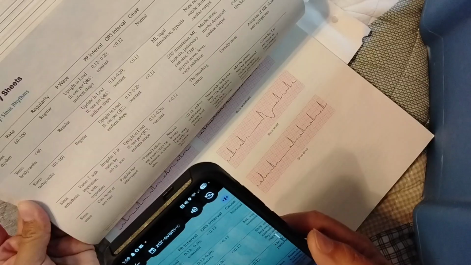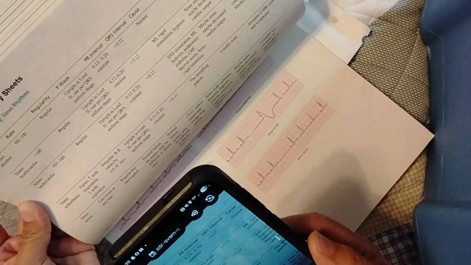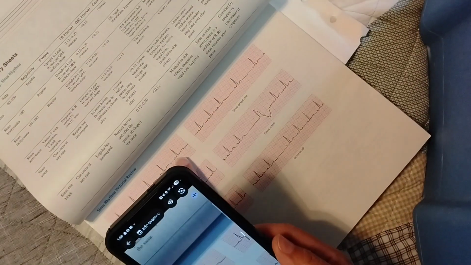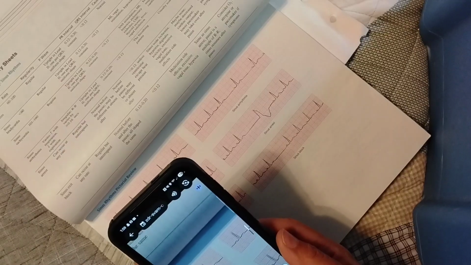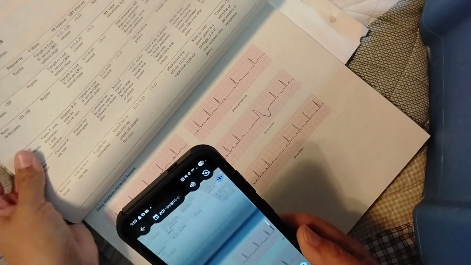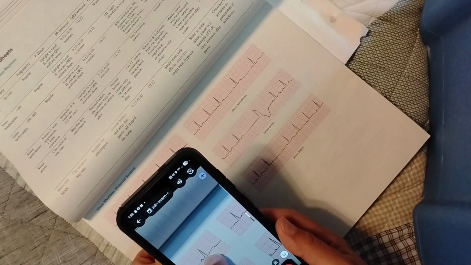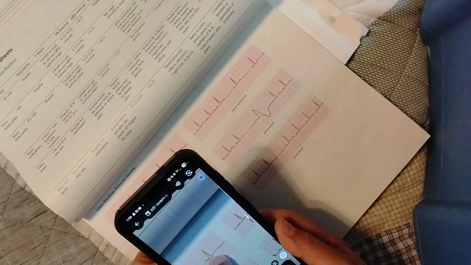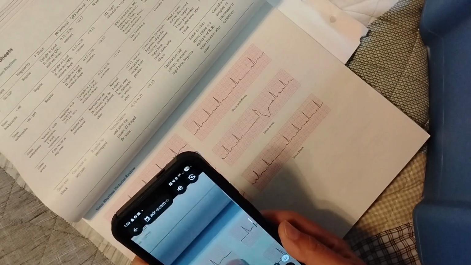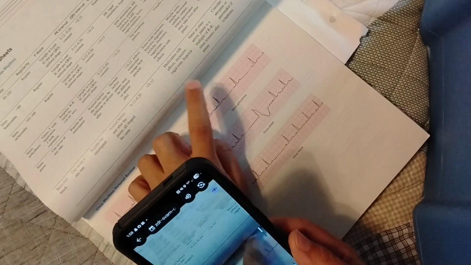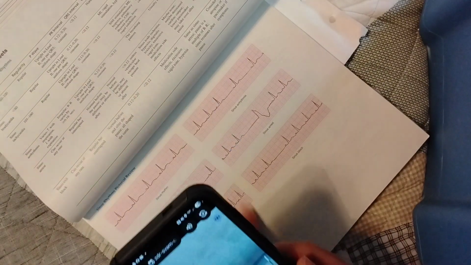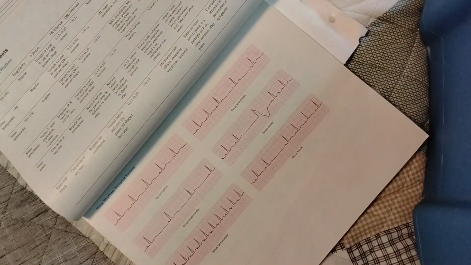But for the most part, all of them, you still gotta have the PR, which is 3 to 5 little blocks. A PR, which is again from here to here. You gotta make sure there's only 3 to 5 little blocks in there. And then the QRS, no more than 3 blocks. It has to be 0.12 or less. Actually, I think there's a part in this book where it says if you reach 0.12, then you have to call it something else, which is bundle branch block.